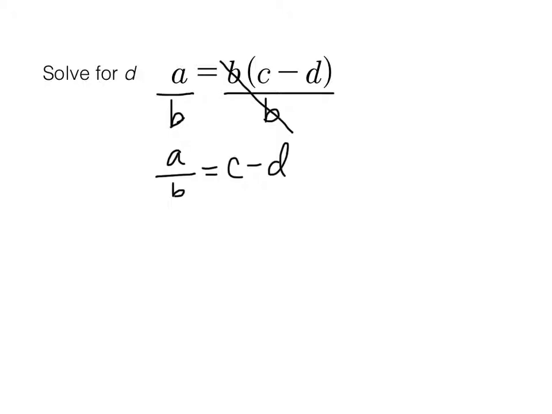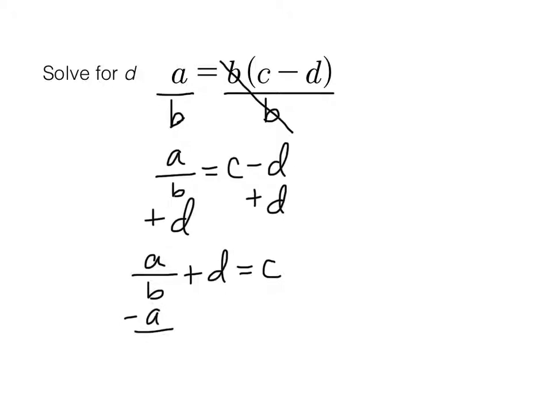Rather than subtracting this C right here, I'm going to add D to both sides so I can get it positive. That gives me A over B plus D equals C. So I added D to both sides to get the D positive. Now I can isolate the D by getting rid of this term, and I can subtract A over B. It's just like subtracting a fraction. That gives me D equals C minus A over B.